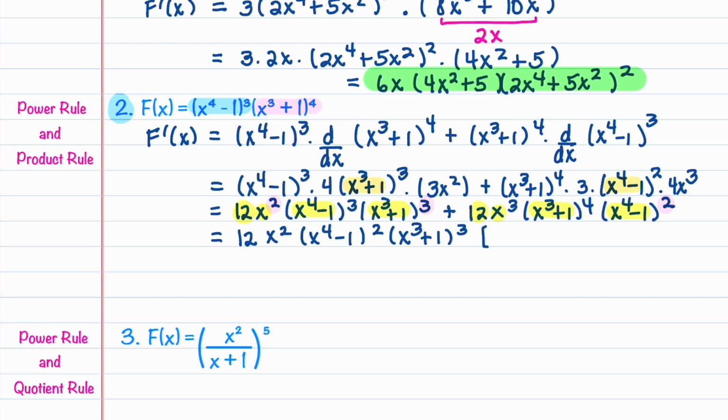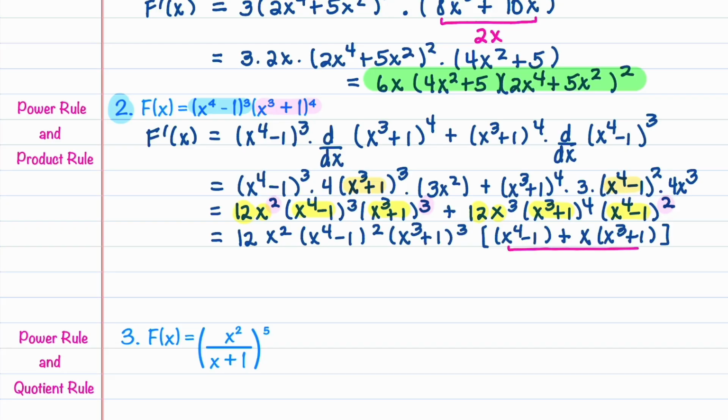Now we have to see what's left. In our first term, we're going to have one more x to the fourth minus 1. And then in our second term, we are going to have an extra x. And then we are going to have an extra x cubed plus 1.